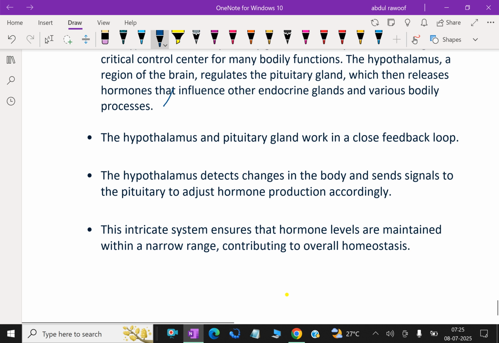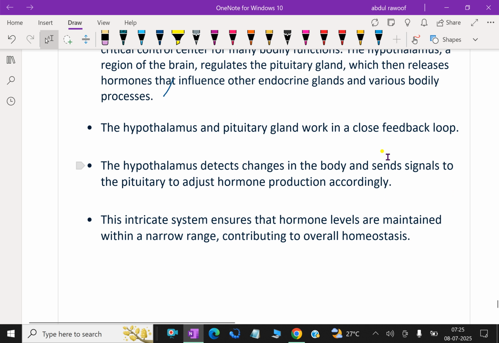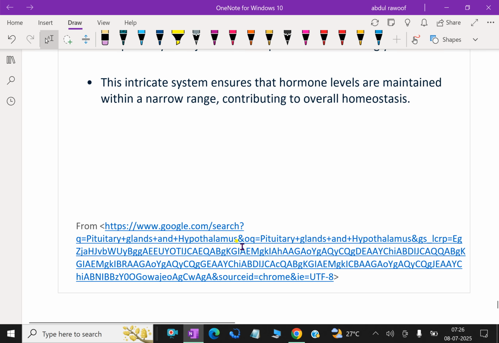The hypothalamus and pituitary gland work in a close feedback loop. The hypothalamus detects changes in the body and sends signals to the pituitary to adjust hormone production accordingly. This intricate system ensures that hormone levels are maintained within a narrow range, contributing to overall homeostasis.